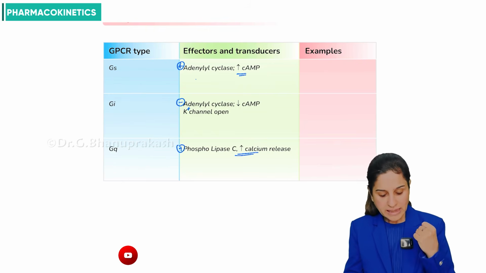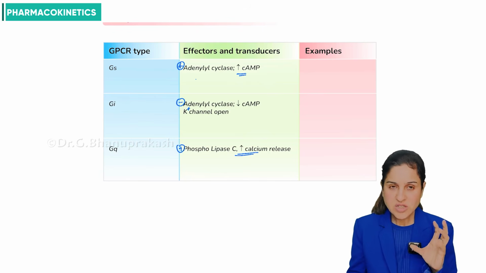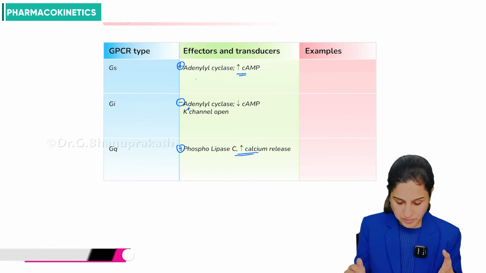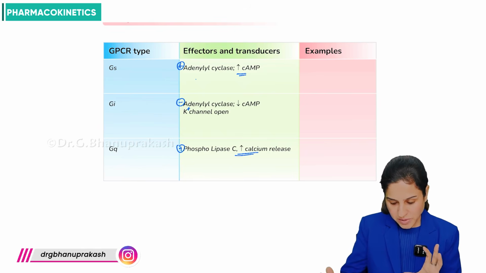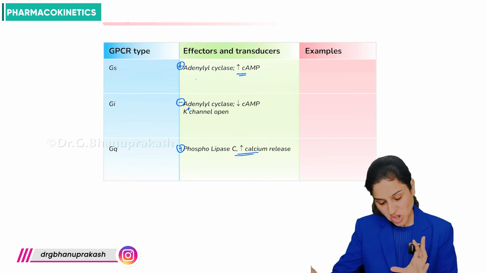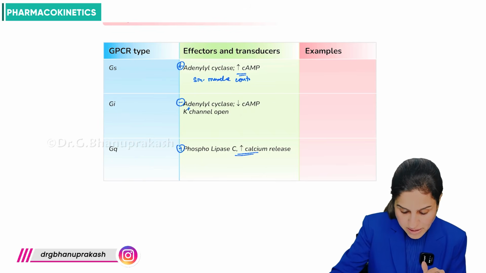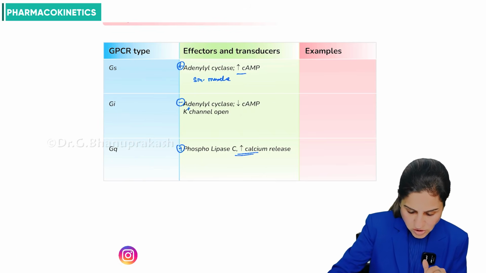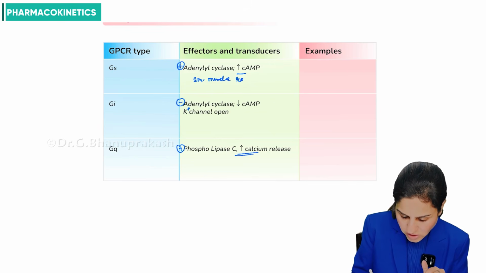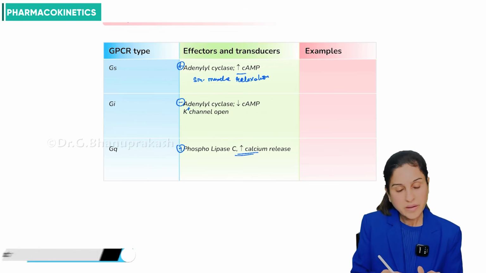Now, let's do the examples. Remember a trick here again. In the Gs system, most of the receptors which have a Gs attached to them bring about smooth muscle relaxation, not contraction, smooth muscle relaxation, right?